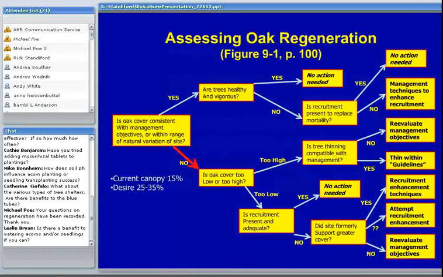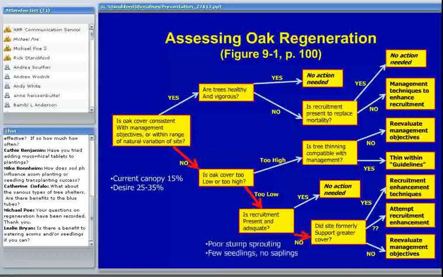Using this key, first question is: is the oak canopy consistent with management objectives, yes or no? And we say no, because the current canopy is 15% and we desire a canopy of 25 to 35%. That was based on what our goals were for that stand. So the canopy cover is too low. We're asked the question, is the canopy cover too high or too low? Or in this case, it's too low.